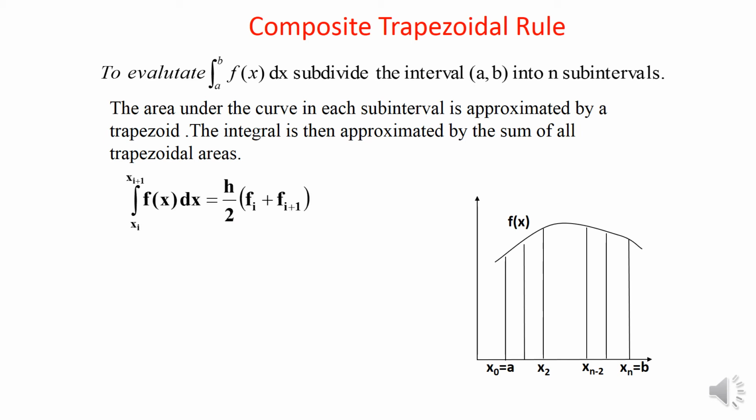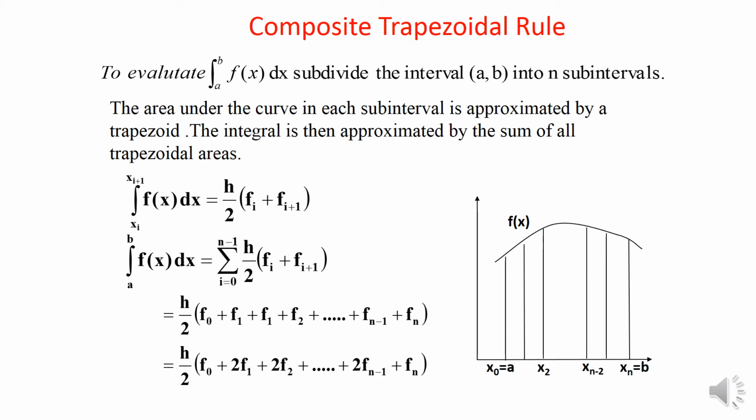So what we do, we take the integral xi to xi plus 1 of f(x) dx, and we use the 2 point trapezoidal formula, which is h by 2 times (fi plus fi plus 1). Now we take all the trapezoids, so i takes values from 0 to n minus 1, and we take the summation of all these. So this becomes summation i is equal to 0 to n minus 1 of h by 2 times (fi plus fi plus 1). So now the limit is here a to b f(x) dx.